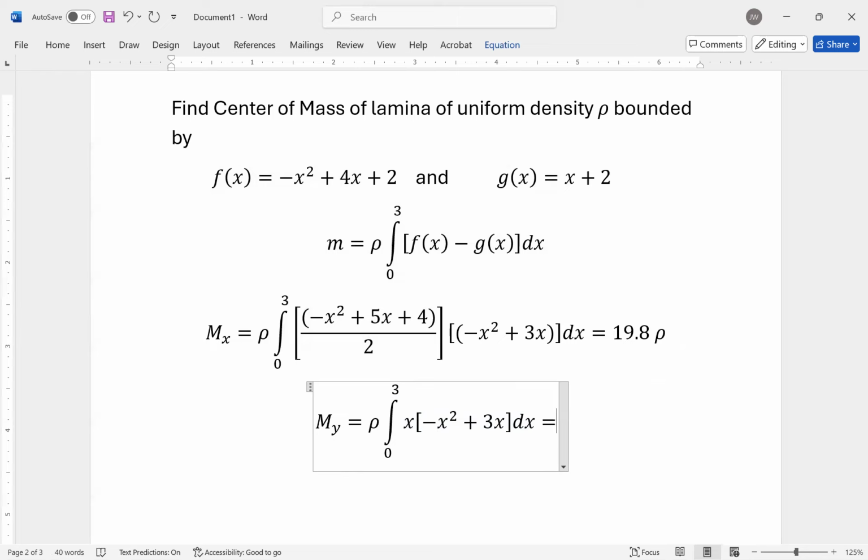So eliminate the parts f plus g over 2 and replace that with just an x. And I got an integration of 6.75 times rho.